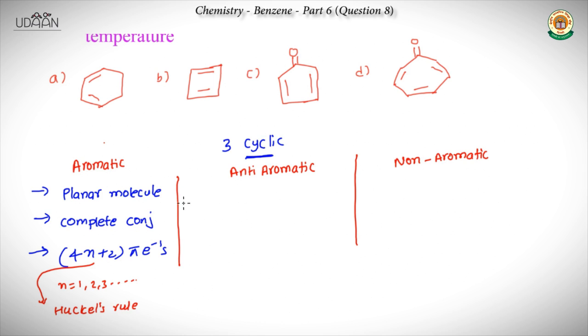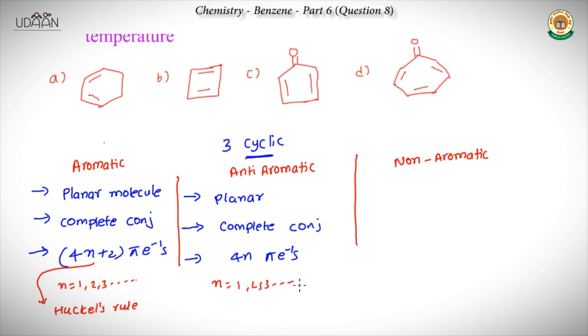Now let's look into the anti-aromatic compounds. This is also a planar molecule, and like aromatic compounds, it is also completely conjugated. But unlike aromatic compounds, it has 4n pi electrons, where n is equal to 1, 2, 3, and so on. They can be anything, that is, n is a positive natural number.